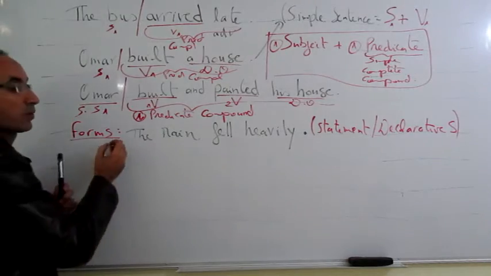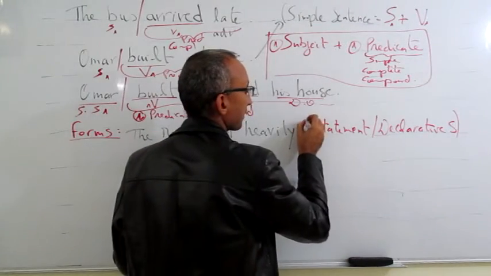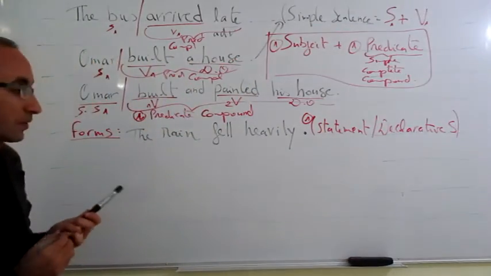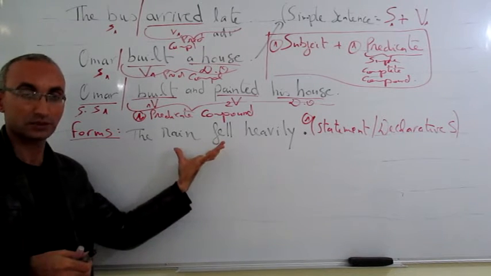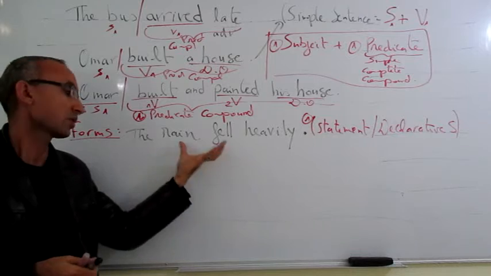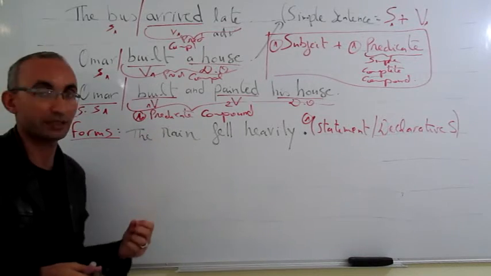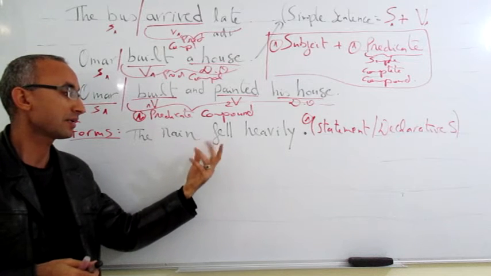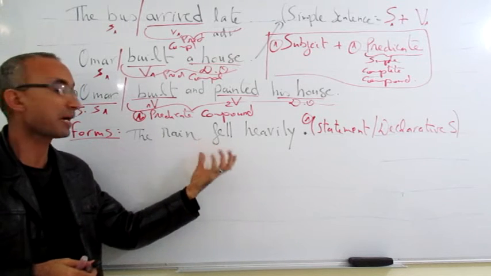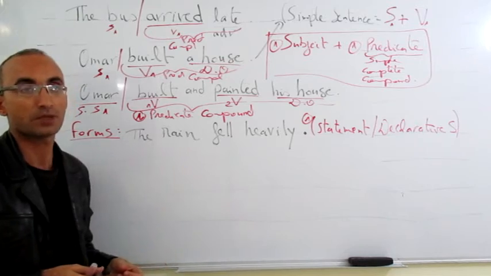This is the first form, number one. Clear? Because it declares, it gives some information about usually the subject, and also it states to us things about the action of the sentence.